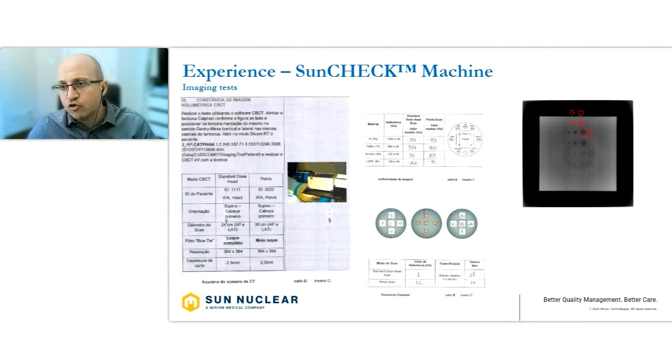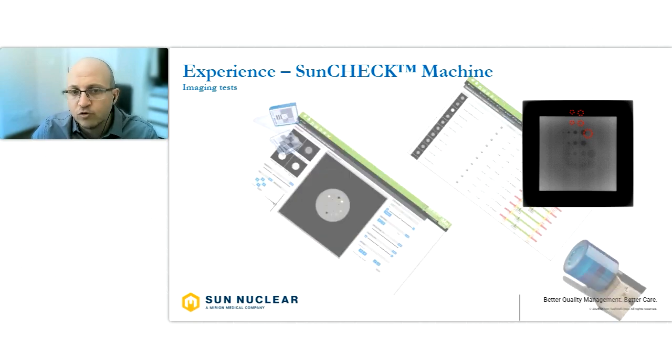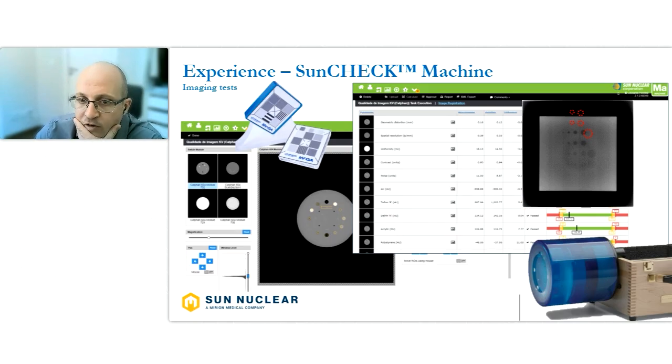So I would like to show the transformation the platform gave us in our QA program, showing how we did the tests before the SunCHECK platform and how they started to be done. Here we start with the imaging system, the CBCT. Here is our previous form with manual collections and analysis. After the introduction of the software and the use of this specific phantom, the analysis was very fast and automated.